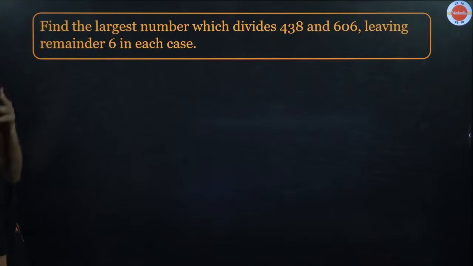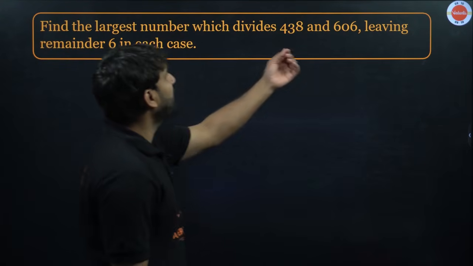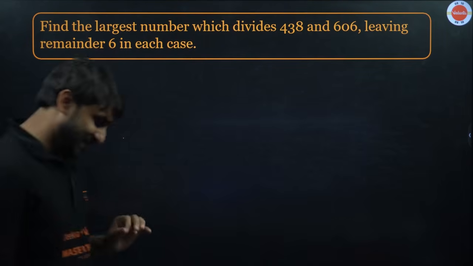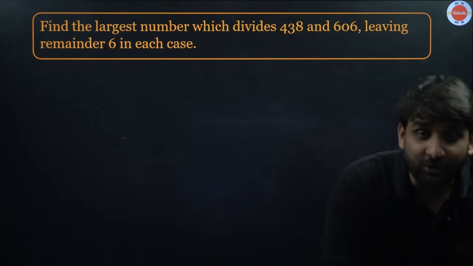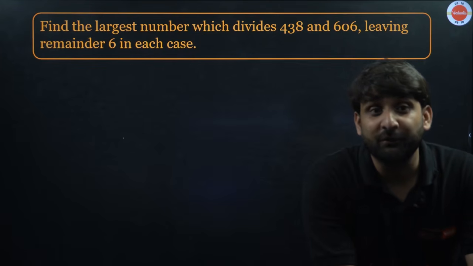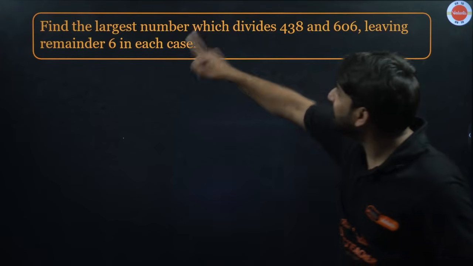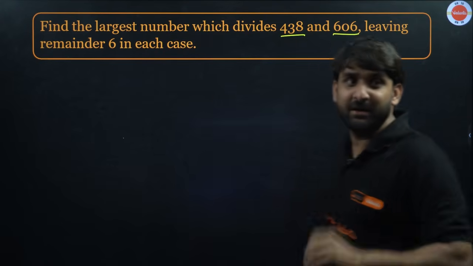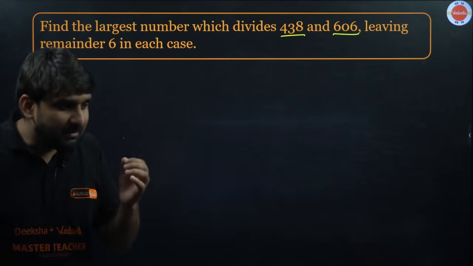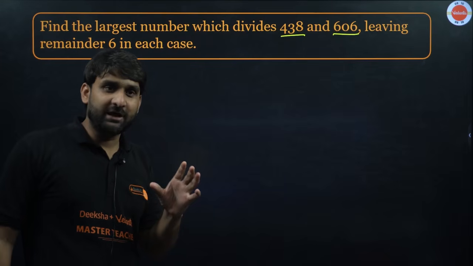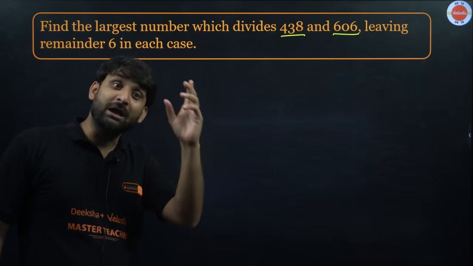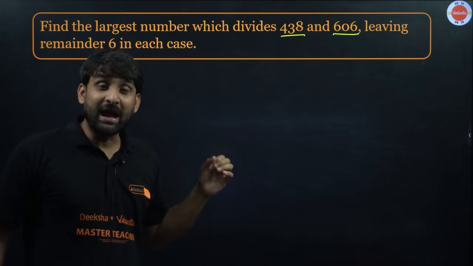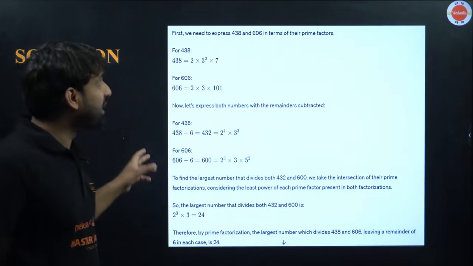Next question: find the largest number which divides 438 and 606, leaving remainder 6 in each case. Interesting question. So in this question we have to find the number which divides 438 and 606, leaving remainder 6 in each case. Are you getting my point? We have to find that number which divides these two numbers and leaves remainder 6. So how can we find it?